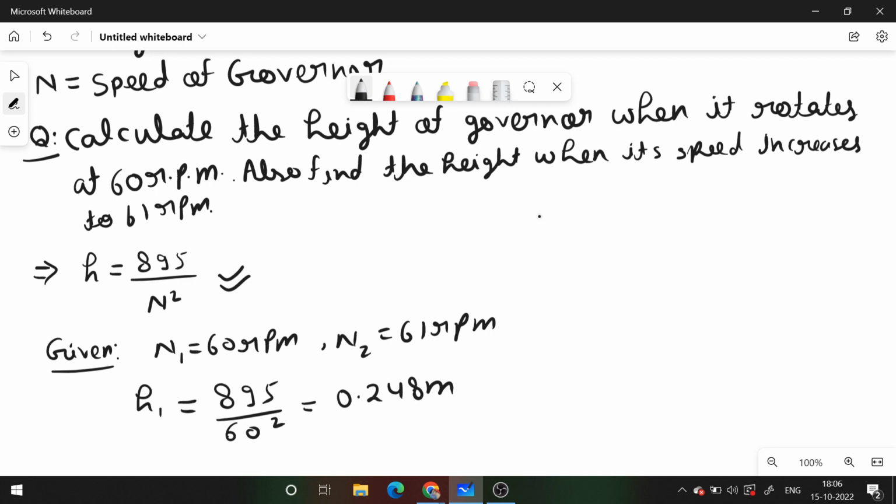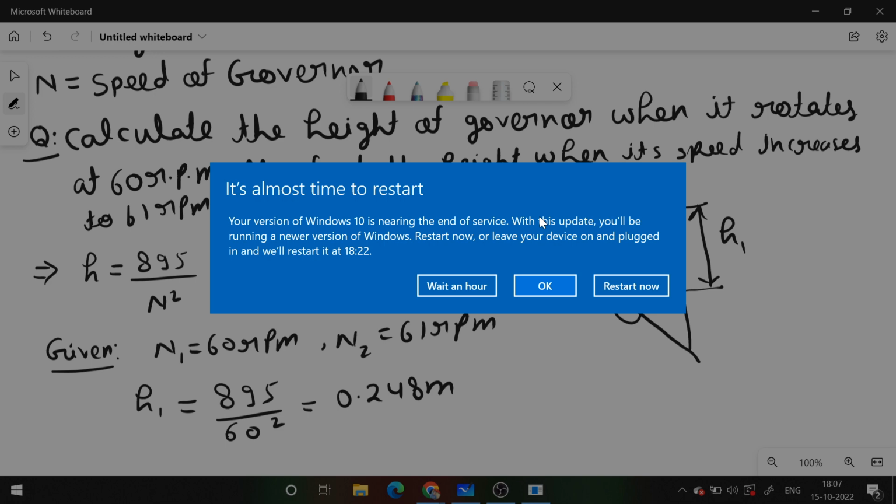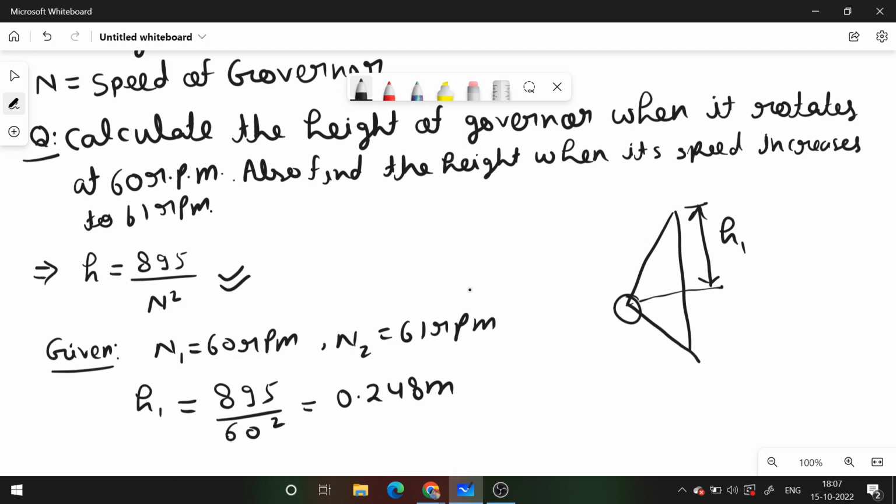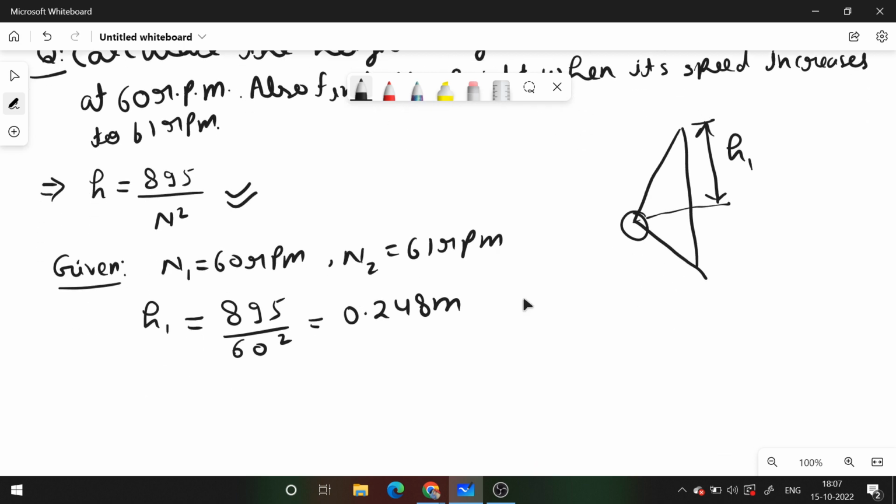So height of the governor means vertical height of the governor from the plane of rotation of the balls masses. Okay, so if the governor rotates at 60 rotation per minute, then in that case the height of the governor will be 0.248 meters.